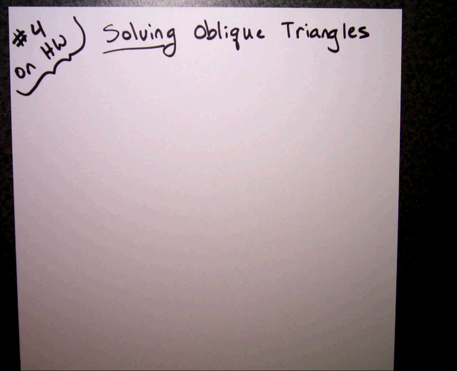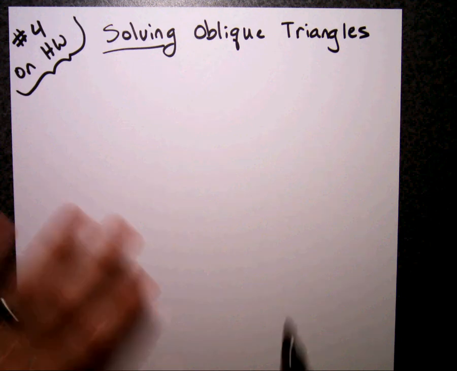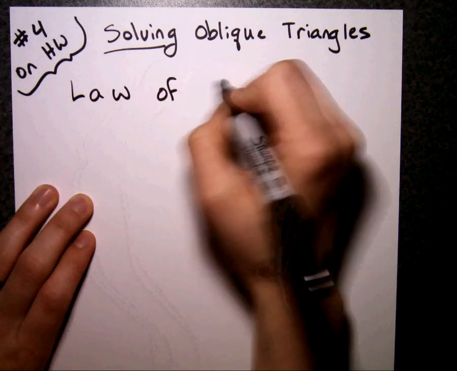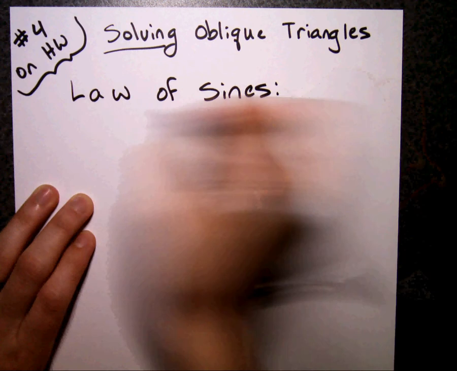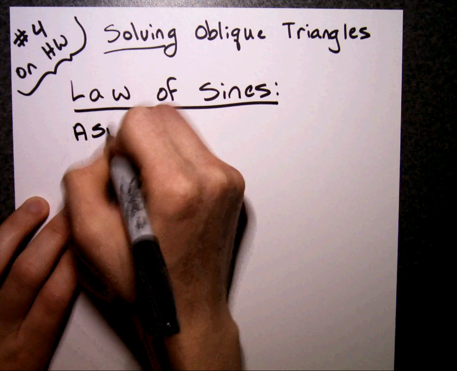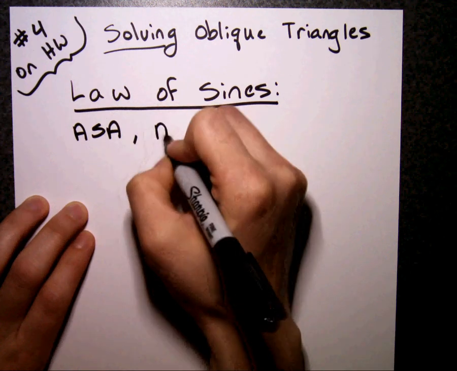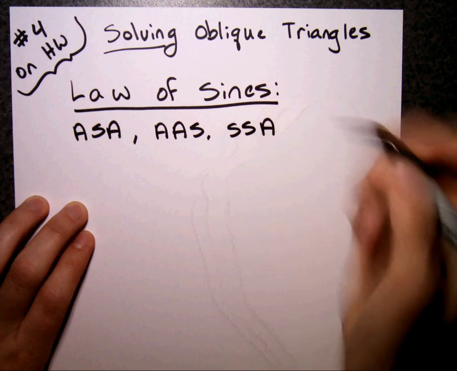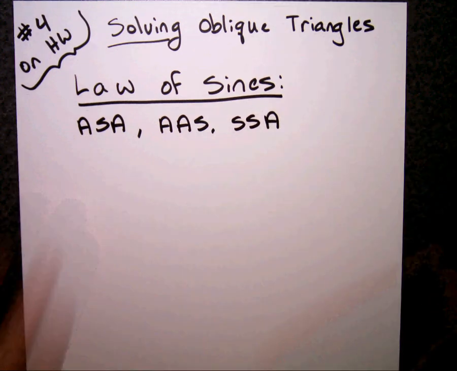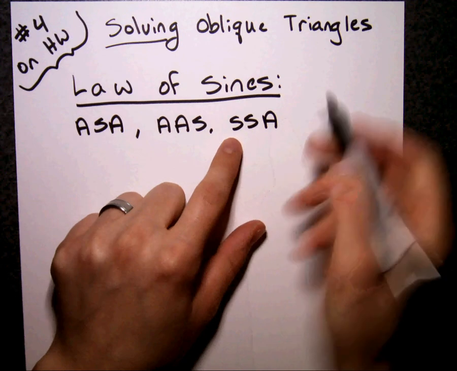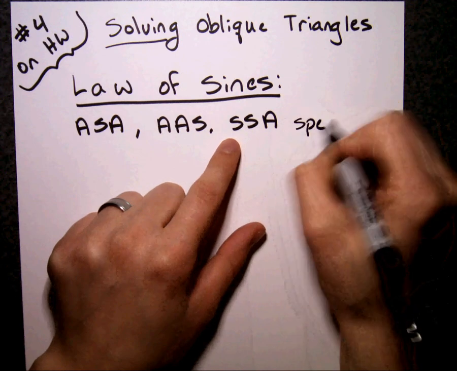So the method we're looking at today is called the law of sines. The law of sines works if we have ASA, AAS, or SSA. We'll look in just a second at what these things mean. SSA is side side angle. This is the ambiguous case. This is a special case, and we'll look at it more in depth in just a second.